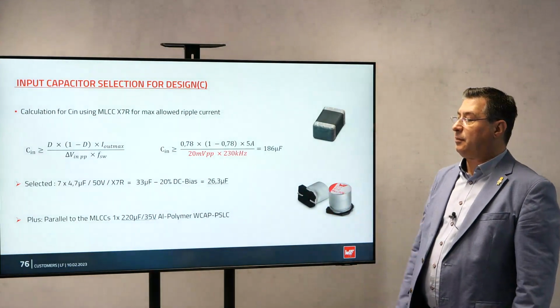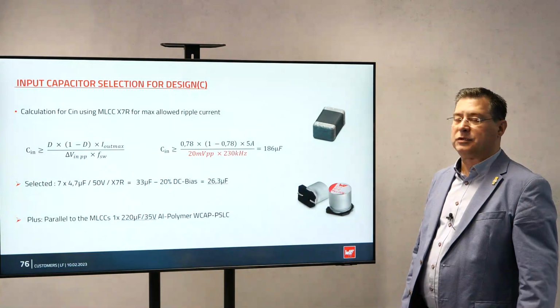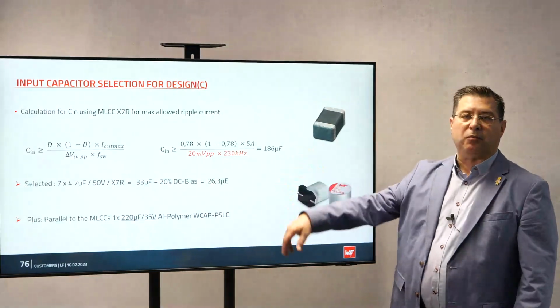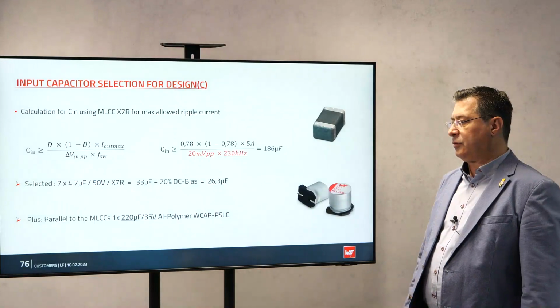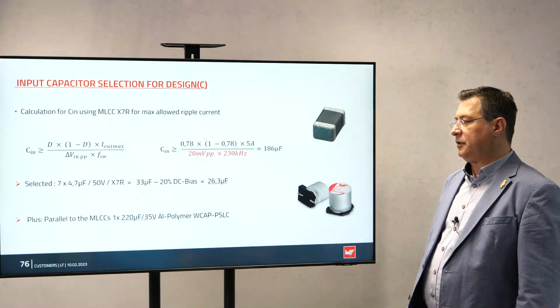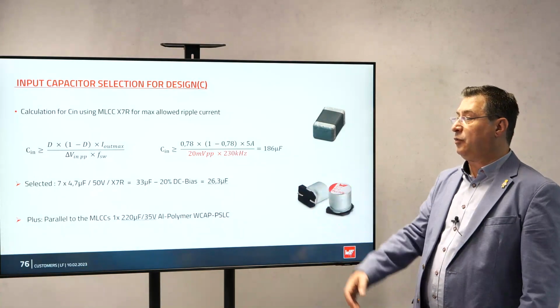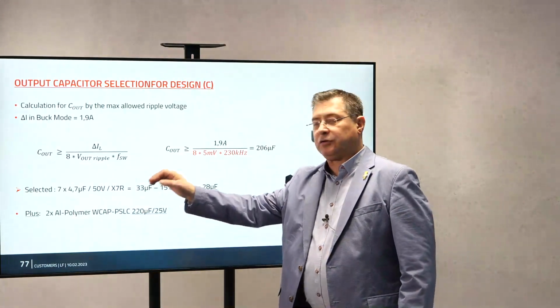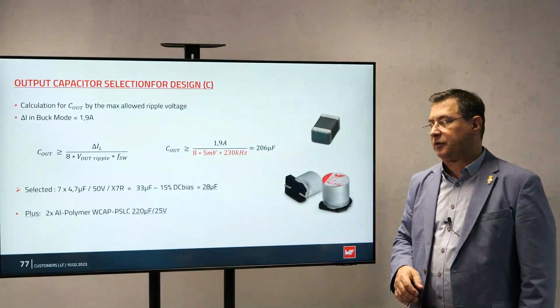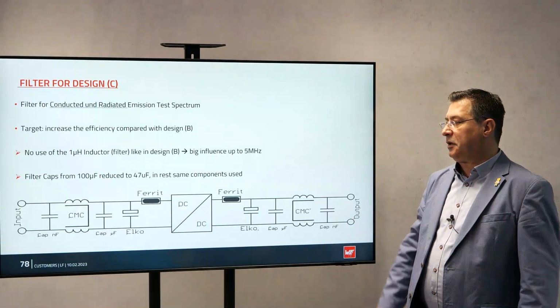And for the input capacitor, he decided, okay, I used 6 before, I put one more, 7. He put 7 on input. He also put one bulk capacitor, 220 microfarad on input, and on output 2 times 220, also using 7 MLCC on the output capacity. So it should be quite enough.